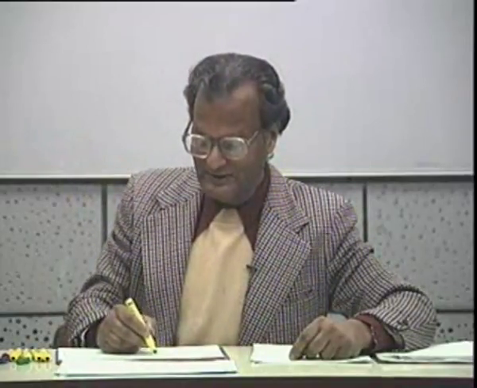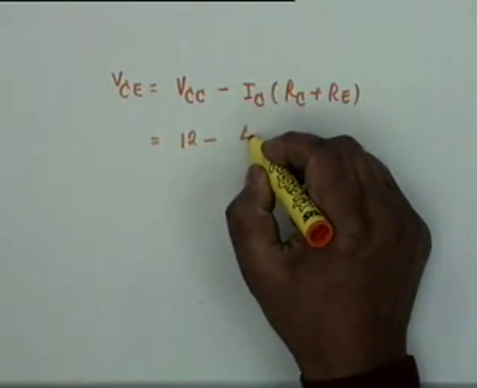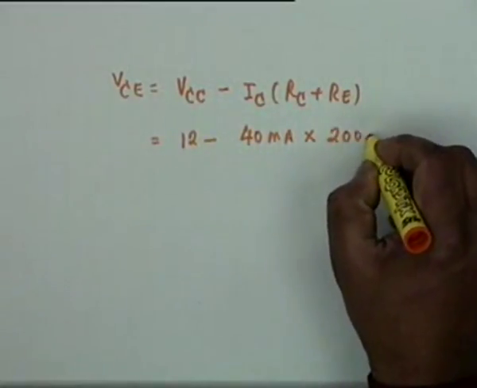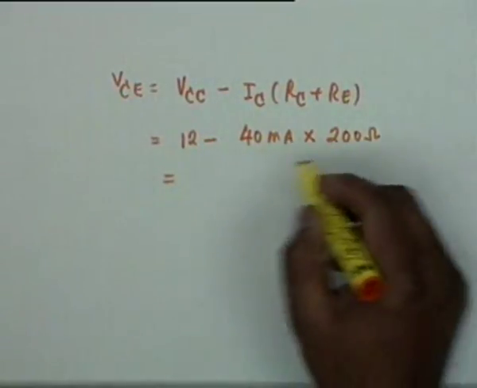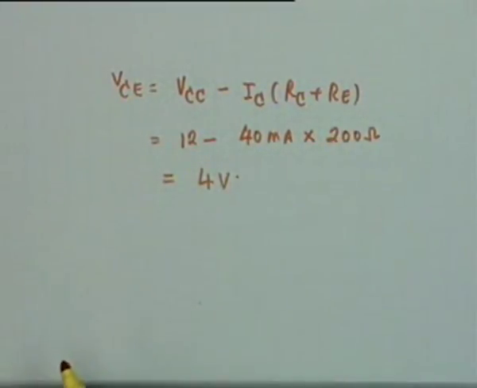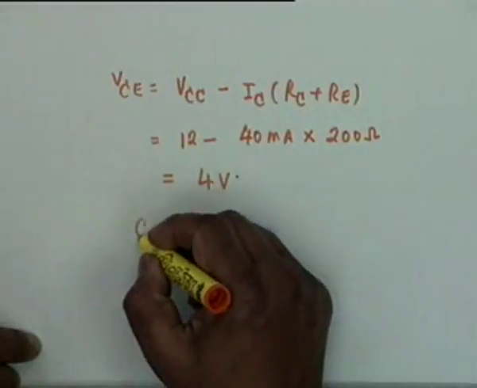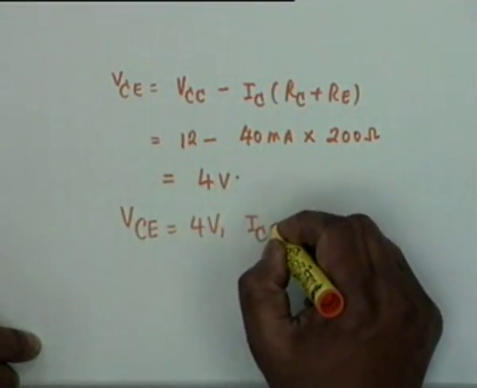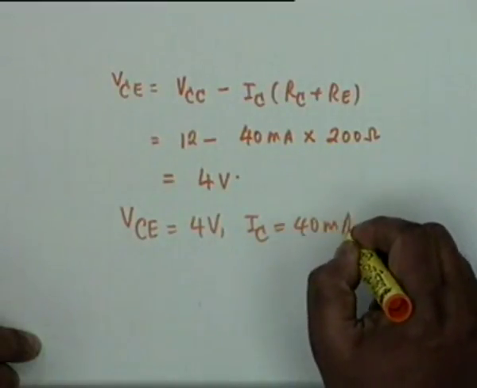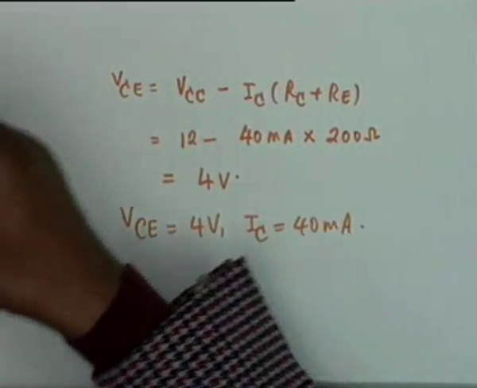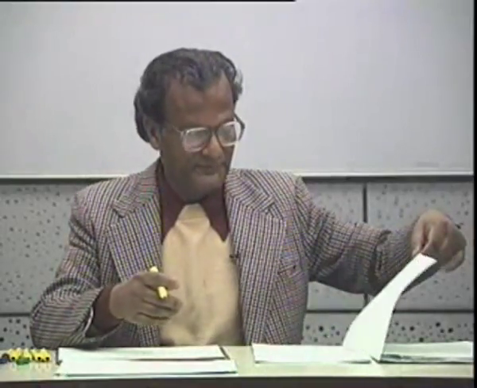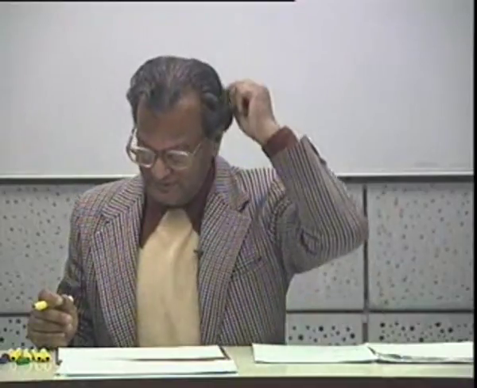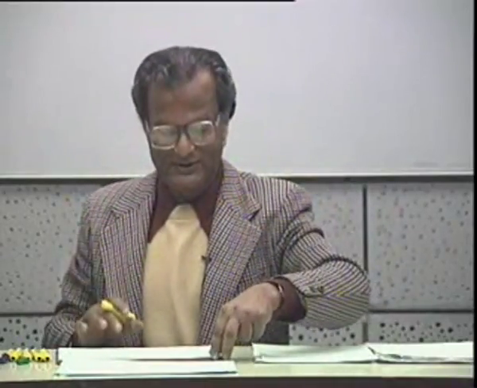Now, in this particular case, this is 12, IC is 40 milliampere multiplied by 200 ohms. So, this is equal to 4 volts. Okay. So, this is my operating point. Operating point is VCE equal to 4 volt and I sub C equal to 40 milliamps. Now, let us look at this operating point. Alright, this is the operating point.